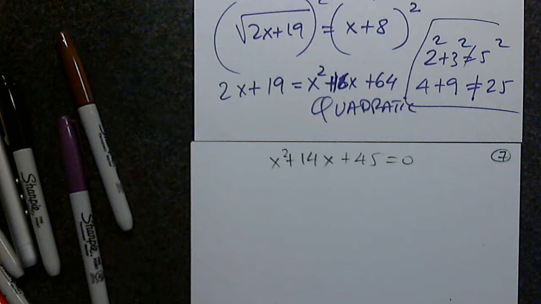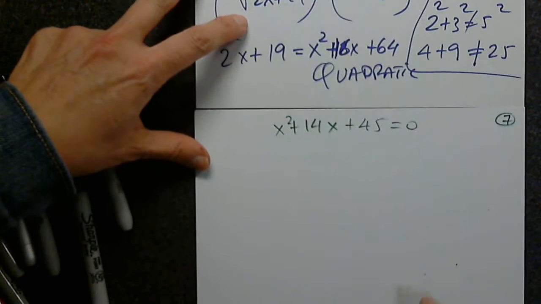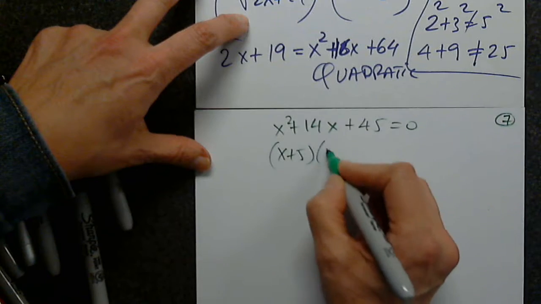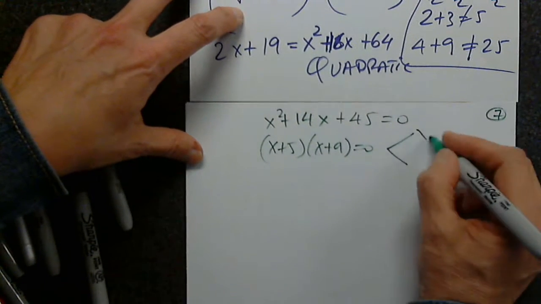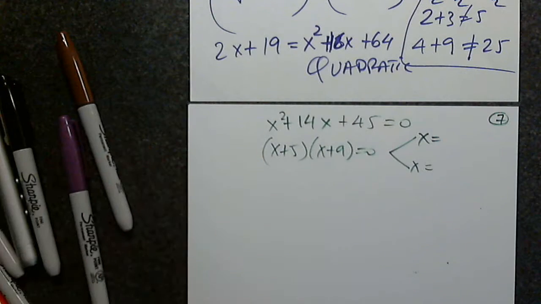Otherwise I will use the quadratic formula. So which one is it? Can I factor like this or quadratic formula? Isn't it like x plus 5 times x plus 9? Awesome. So there are 2 possibilities then. x equals and x equals. Great. Well done.